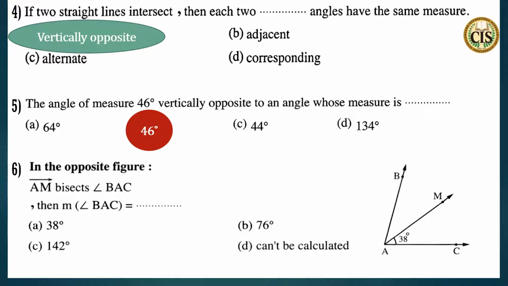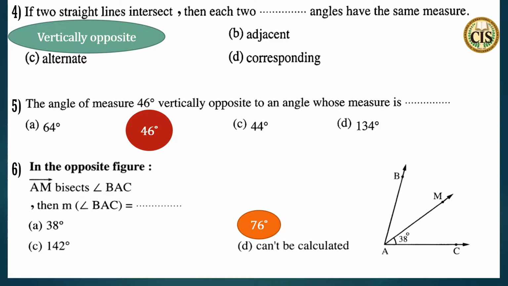Number 6. In the opposite figure, MA bisects the angle BAC. Then measure angle BAC equals what? We studied the angle bisector. It means it divides this angle into equal halves. So angle CAM equals 38. Then measure angle MAB equals 38. So the whole angle CAB or BAC equals 38 plus 38, which equals 76.